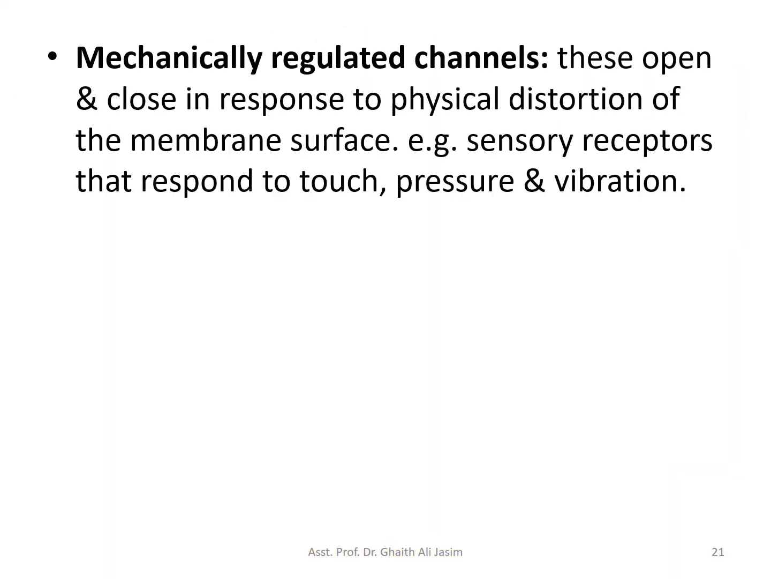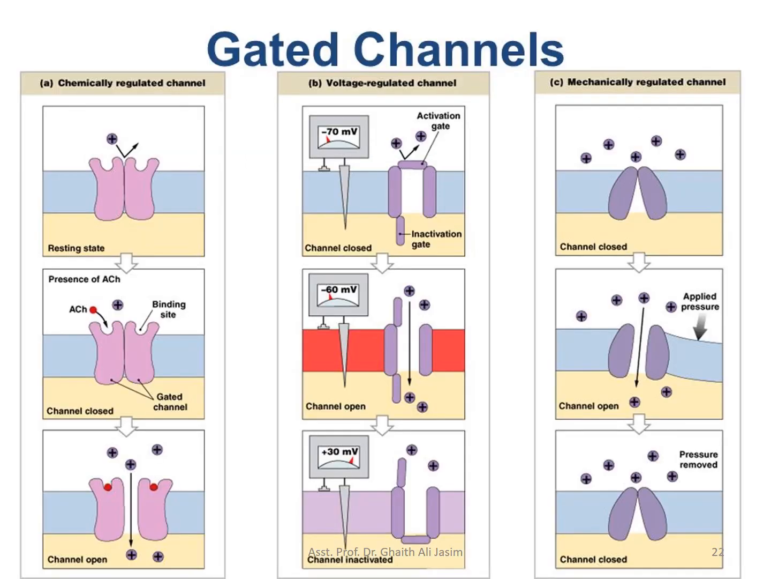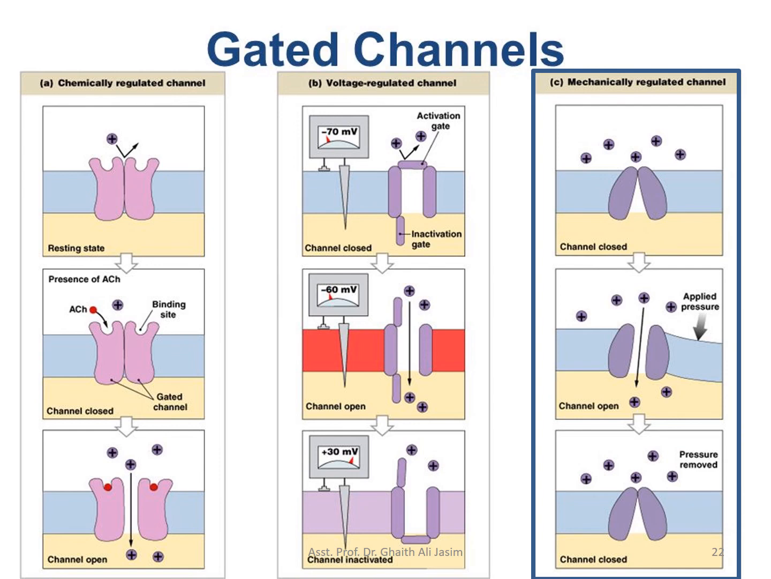Last, the mechanically regulated channels. These open and close in response to physical distortion of the membrane surface, for example, sensory receptors that respond to touch, pressure, and vibration. We can see here on the right the mechanically regulated channels. When there is a pressure or distortion to the membrane, the channel opens and the ions pass through.